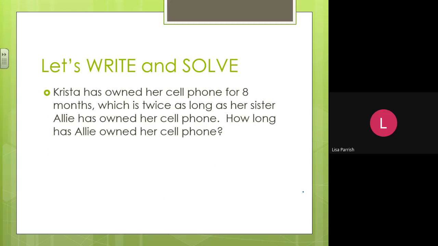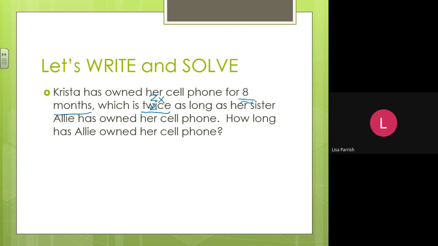I know that sounds a little tricky. Sometimes you have to read them twice. But let's pull out what we know. So we know Krista has owned her cell phone for 8 months. 8 months. And this is twice as long as her sister. Now think about the clue word twice. We talked about that a while back when we were doing expressions and other things. We're talking about clue words with word problems. Twice means 2 times something.